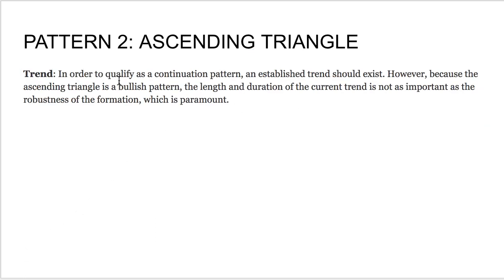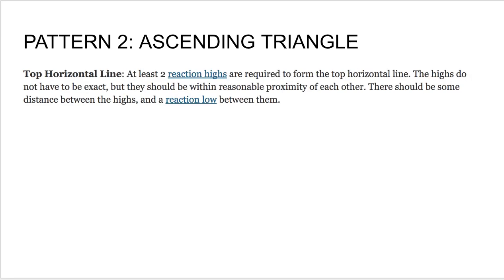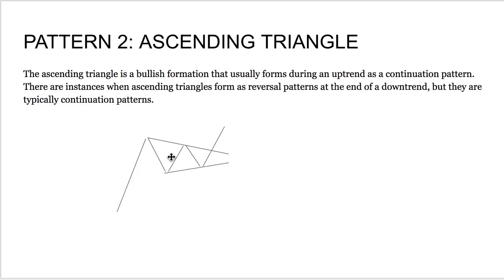In order to qualify as a continuation pattern, once again, an established trend should exist. However, because the ascending triangle is a bullish pattern, the length and duration of the current trend is not as important. However, the previous trend should always be considered. For the top horizontal line, at least two reaction highs are required to form it.